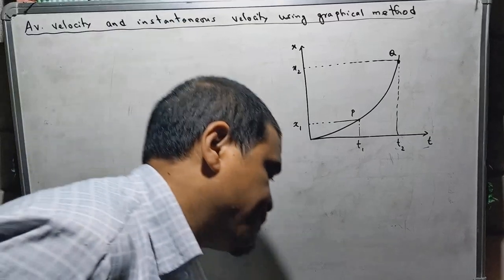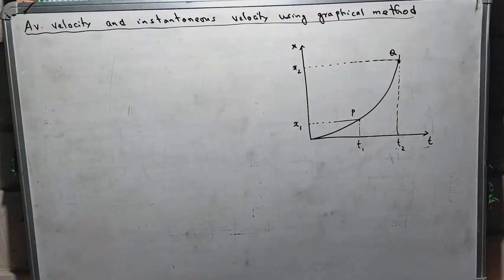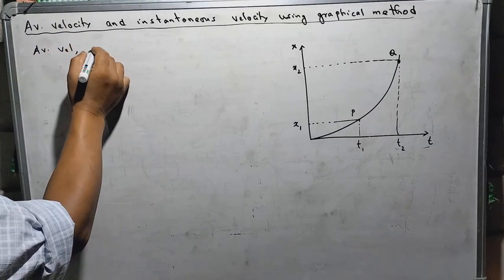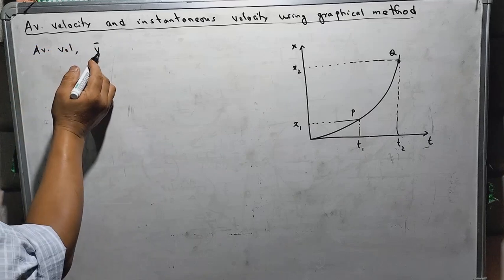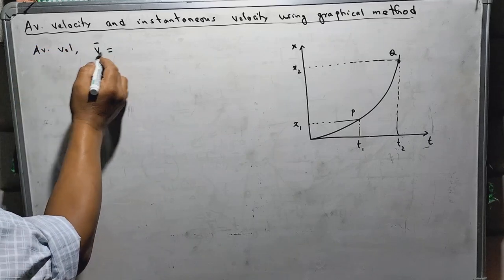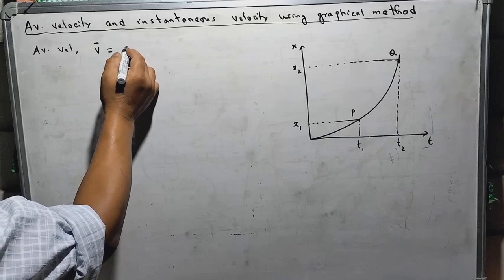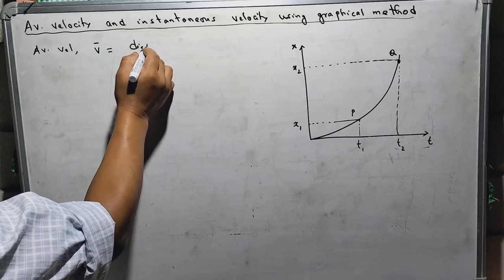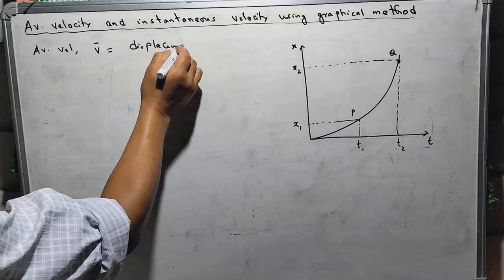Average velocity and instantaneous velocity using a graphical method. So we know this average velocity is defined as the change in displacement upon time. Average velocity, we write V bar. This bar stands for the average. Average velocity is equal to change in displacement, or simply displacement, upon time.